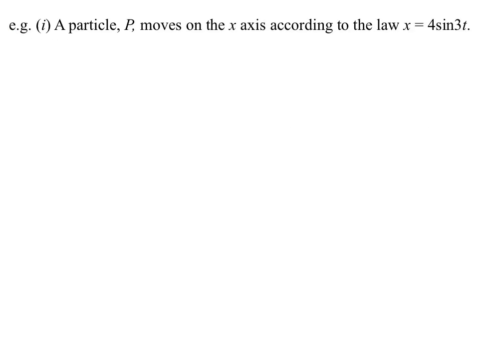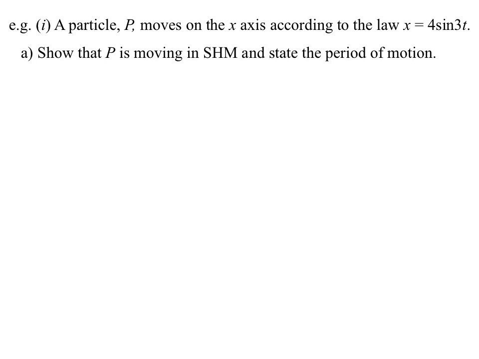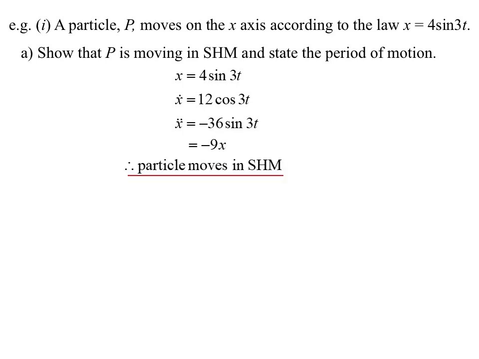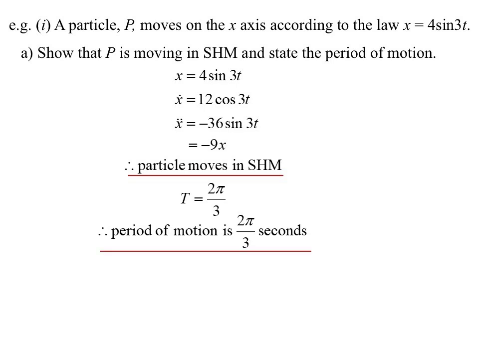So let's look at some examples then. They've given me the displacement equation in this case. So x equals 4 sine 3t. Prove that it's simple harmonic motion. I just got to differentiate it a couple of times and I can go, oh yeah, look, that is a negative constant times the displacement. That's what we recognise to be simple harmonic motion. That is simple harmonic motion. The period, 2 pi on 3. 2 pi on n in our case would be 3.